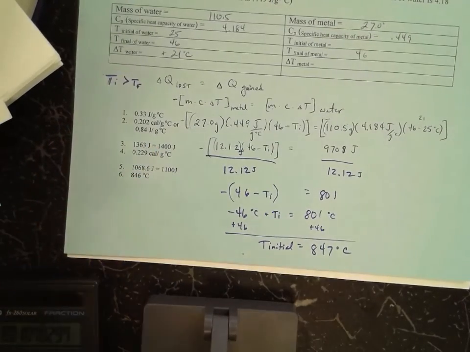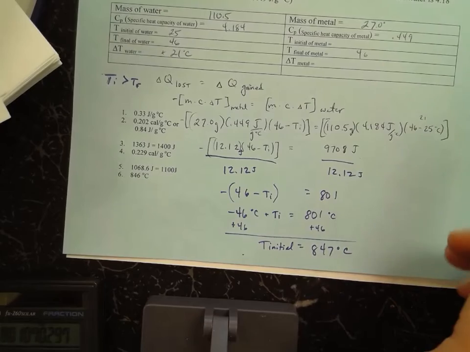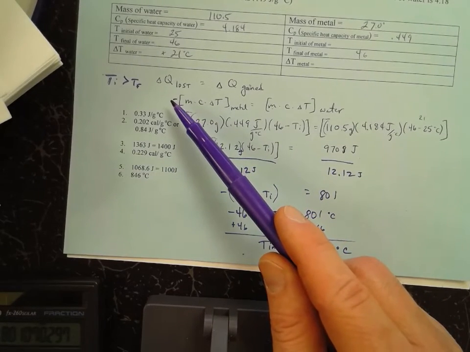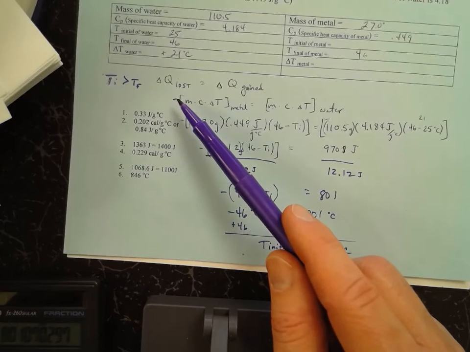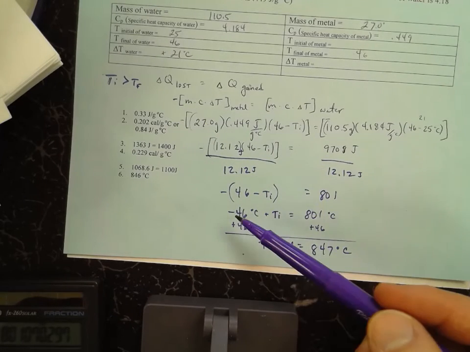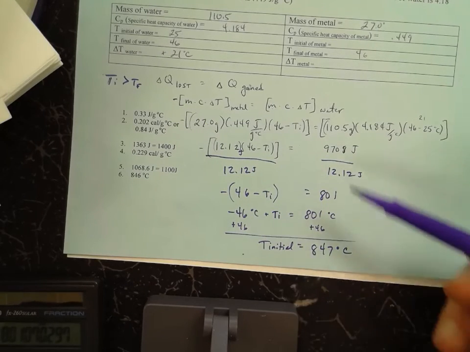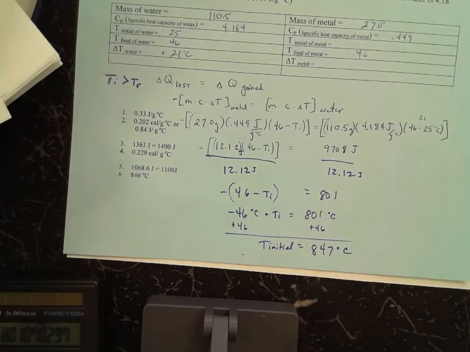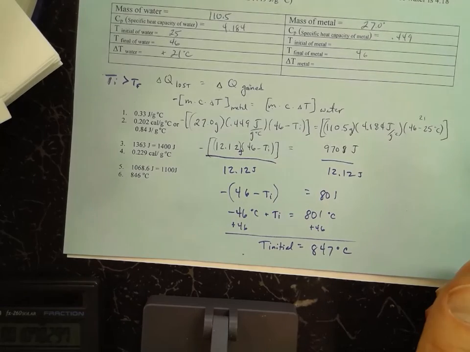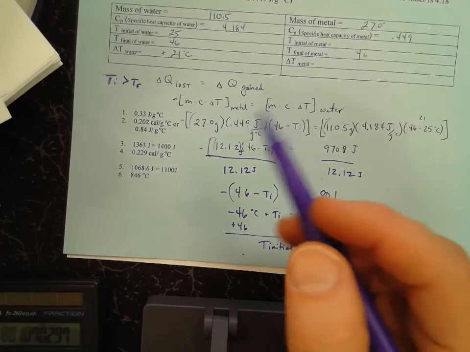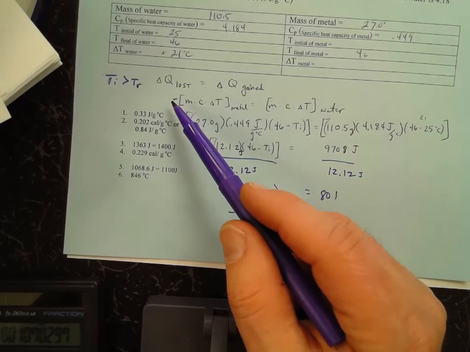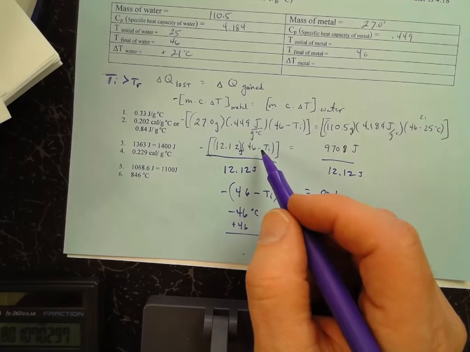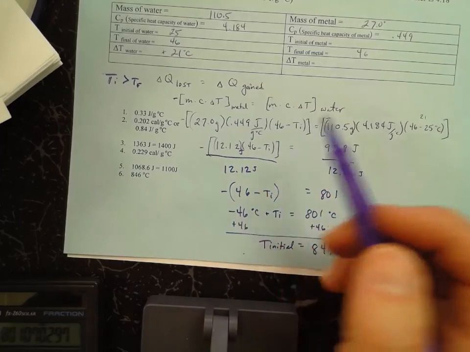But I'll just repeat one comment, and that is, if this was not changed here to multiply by negative 1, then your answer would have been off by 46 plus 46. So you'd be off by 92 degrees. So just remember, when something is losing energy, the delta T is going to be negative, and so we multiply that by a negative 1.